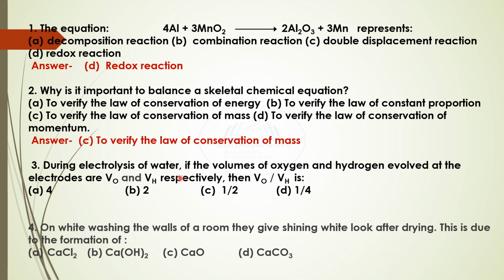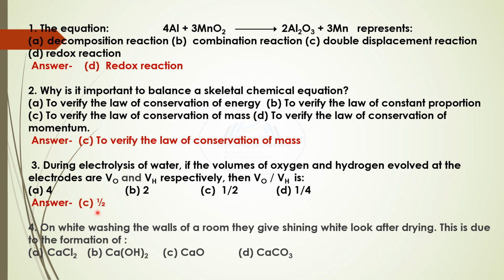During electrolysis of water, if the volumes of oxygen and hydrogen evolved at the electrodes are VO and VH respectively, then VO/VH is 4, 2, 1/2, or 1/4. Have you marked your choice? Let us see the answer.